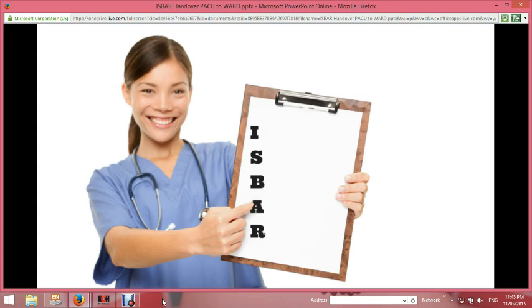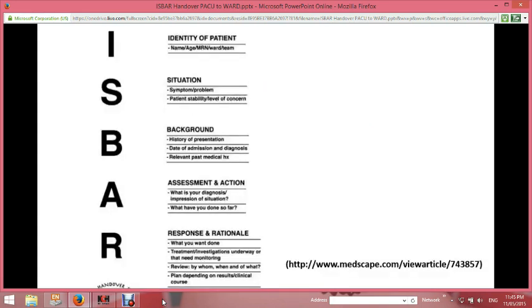The ISBAR is a mnemonic that stands for Introduction, Situation, Background, Assessments, and Recommendations and Referrals. The ISBAR mnemonic is designed to provide you with an easy-to-remember reference tool for structuring your handover.